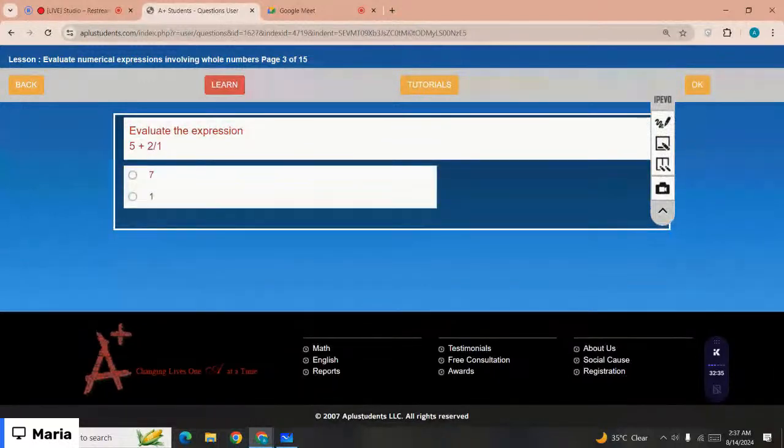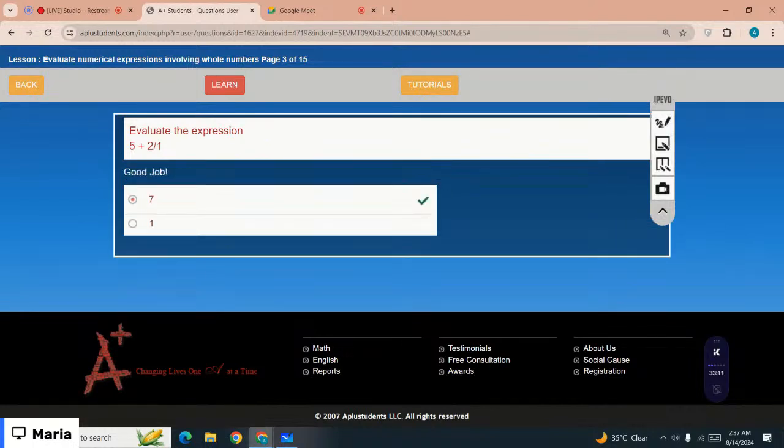Let me just finish this lesson, then I will show you. Evaluate the expression 5 plus 2 divided by 1. So which is the correct option? You have to do 2 divided by 1 first, right? And yes, the correct option is 7. Option number 1 is the correct option.